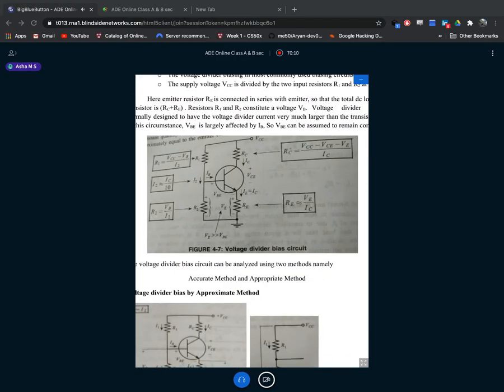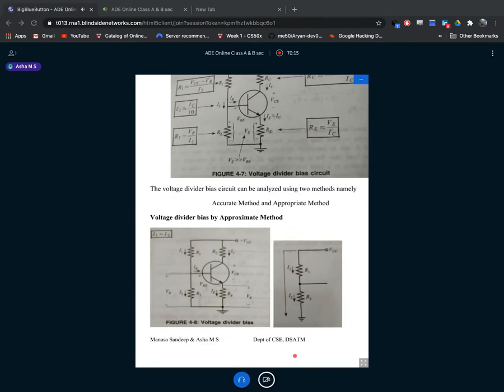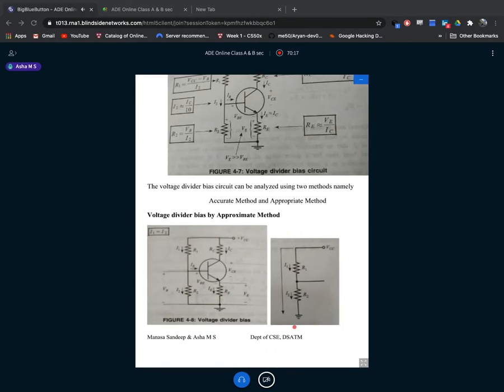Now let's continue with the approximate method. Voltage divider bias by the approximate method: what are we doing here? We are calculating the values of IC as well as VCE by the approximate method. Once we say approximate, we are not doing it accurately; we are simplifying the design. And I am designing such that, as you can see here in the diagram.